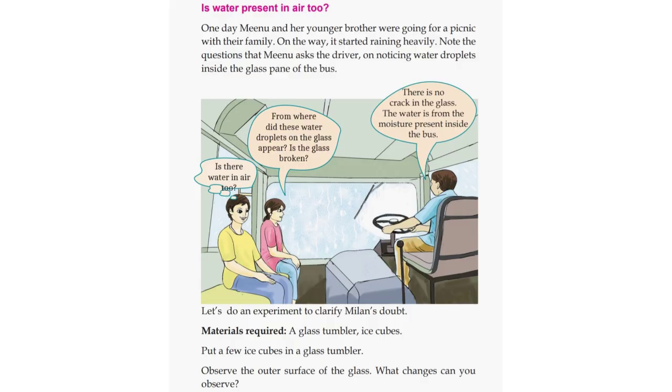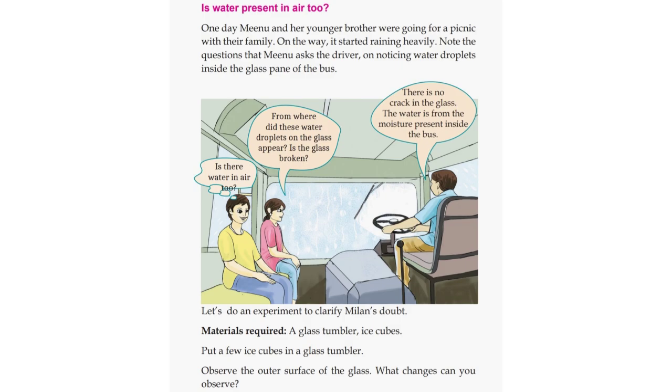From where did these water droplets on the glass appear? Is the glass broken? There is no crack in the glass. The water is from the moisture present inside the bus. Is there water in air too? Let's do an experiment to clarify Meenu's doubt.